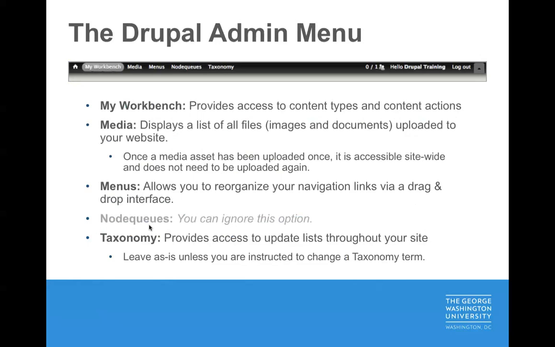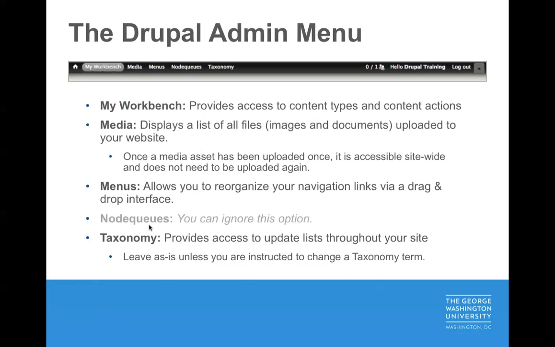The media link will display a list of all of the files that have been uploaded to the site. So all of the images and documents will be available for viewing under the media link. It's important to know that once a media asset has been uploaded, it's accessible across your site. You don't have to upload it again. So if you need to have one image show on 3 pages, once it's uploaded, you can access it for all 3 pages. You don't have to keep uploading it over and over again.